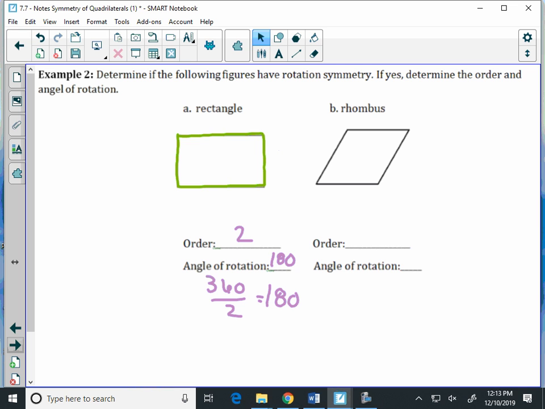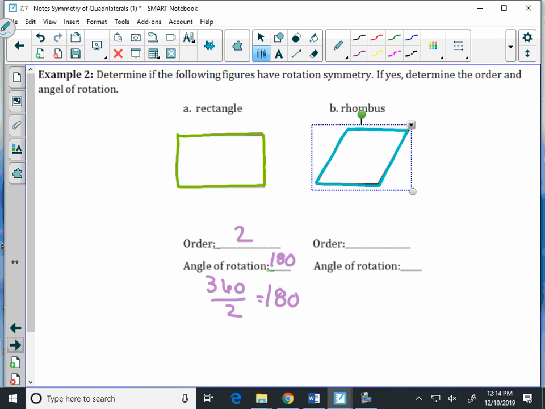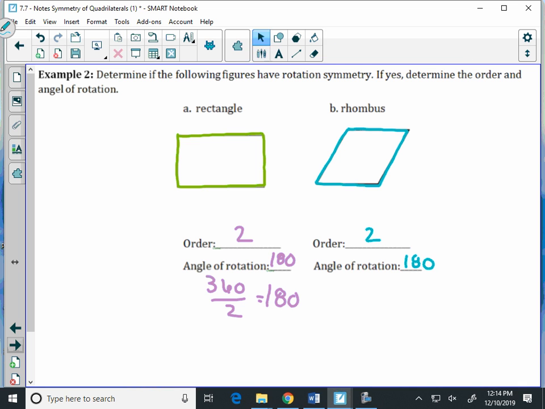What about a rhombus? How many times do you think we can rotate that and it maps onto itself? 2 times. There's 1. There's 2. So what is our order for a rhombus? 2. That's how many times we can rotate it. And if it has an order of 2, what's the angle of rotation? 180. Put your degree symbol. And 360 divided by 2 gives you 180 degrees. Questions over that?